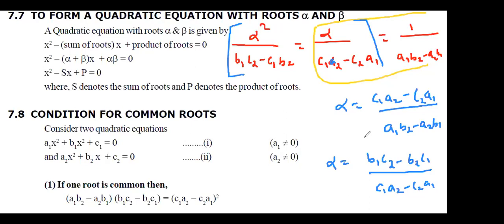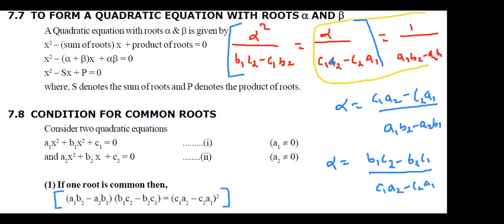Now, since both the roots are same, we will equate it. After cross multiplication, we'll get something like this. This will multiply with this again. So it will be (c1 a2 minus c2 a1) whole square into (b1 c2 minus b2 c1) is equal to (b1 c2 minus b2 c1) into (a1 b2 minus a2 b1). So this is the relationship.